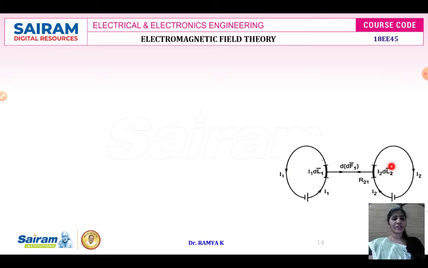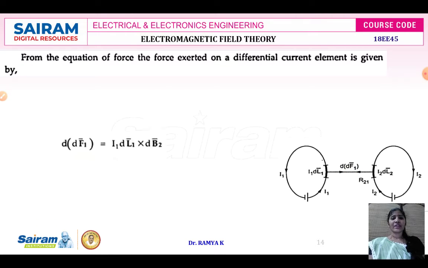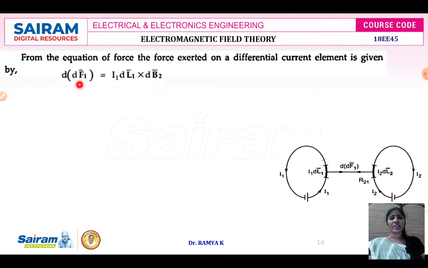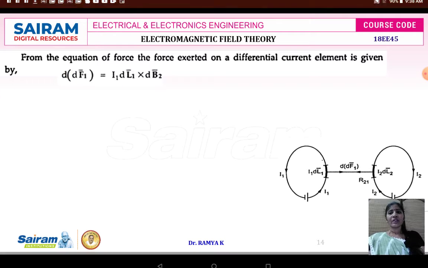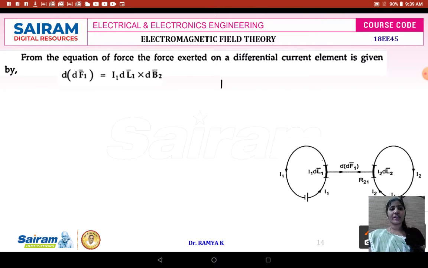Here the current direction is the same. Since the current direction is the same, there will be a force of attraction between the two differential current carrying elements. The differential force is written as dF. We can write first dF1, using the general formula for identifying the force on a differential current element: F is equal to I dl cross product with B.